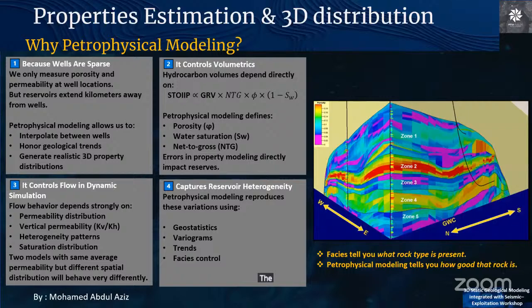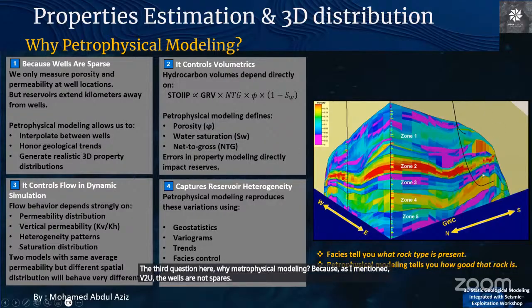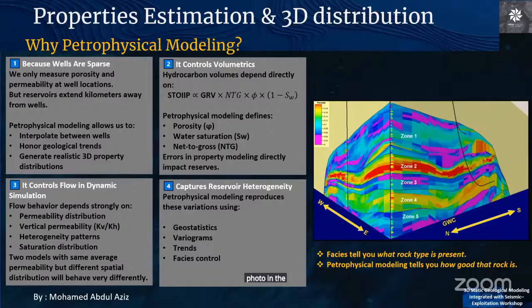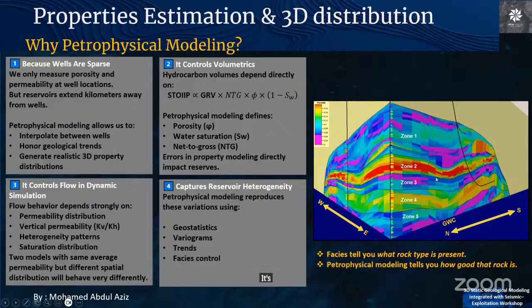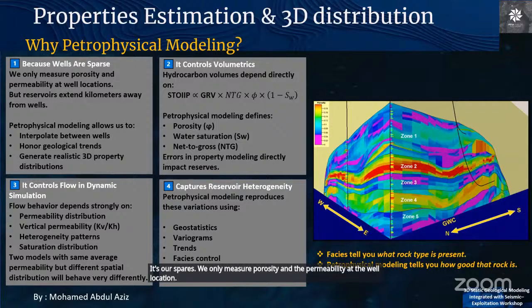The third question here: why petrophysical modeling? Because, as I mentioned, the wells are sparse. In this 3D visualization of the wells, you have two vertical wells and one sidetrack. In between the wells, see the well locations, it's sparse. We only measure porosity and permeability at the well location, but the reservoir extends away. So how can we capture it, how can we model it?